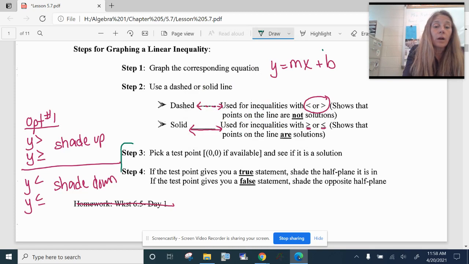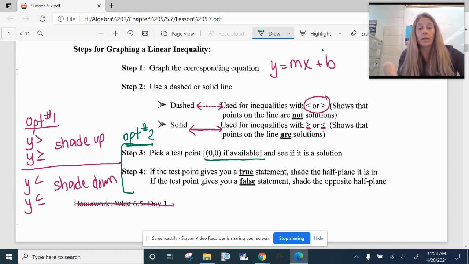Now, the other option is to use step 3 and 4 in this manner. You could pick a test point, like I just showed you in those couple examples we just did. 0, 0 is always the easiest to plug in. So if it's available, meaning it's not on the line itself, it's on one side or the other, you would see if it's a solution. If a point is a solution, then you would shade that side of the graph. If the point is not a solution because it gives you a false statement, you would shade the opposite side. You can also just use that to check to see if you shaded the correct side or not.